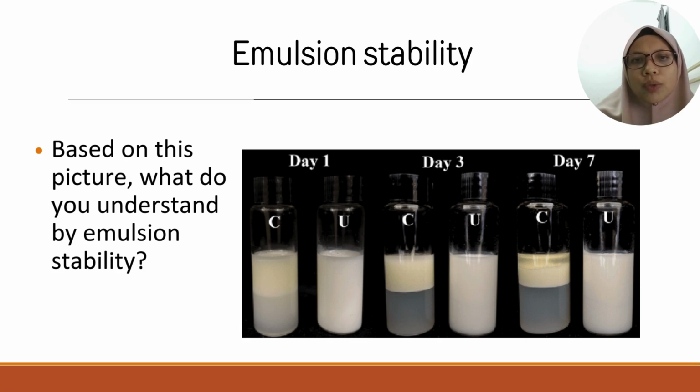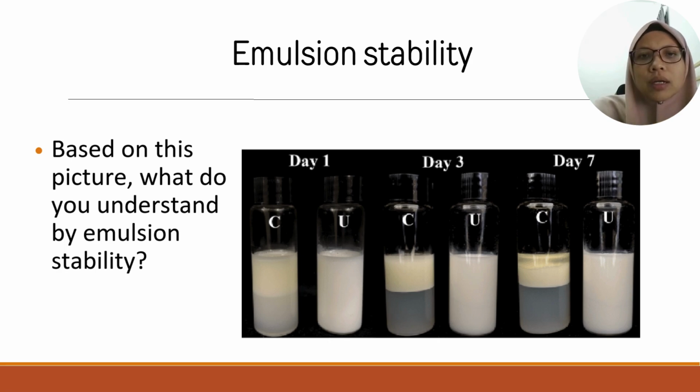Okay, how do we know whether the emulsion is stable or not? This is one example of a simple test you can conduct later in your QA QC in your factory. Based on this picture, what do you understand about emulsion stability? Emulsion stability is the ability of the emulsion to withstand the condition as it is. It means that when you mix everything, use an emulsifier, and then use a homogenization or sonication approach, that emulsion can withstand. It can stabilize, it is stable for a period of time.